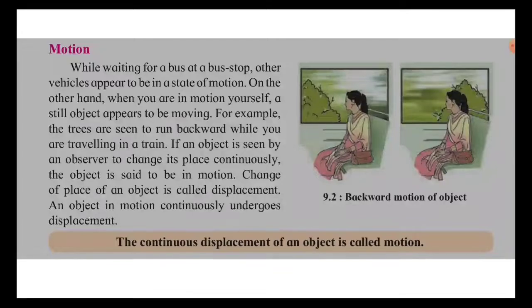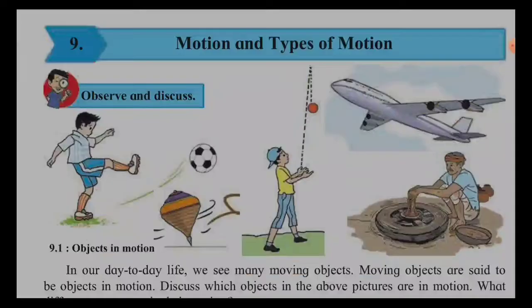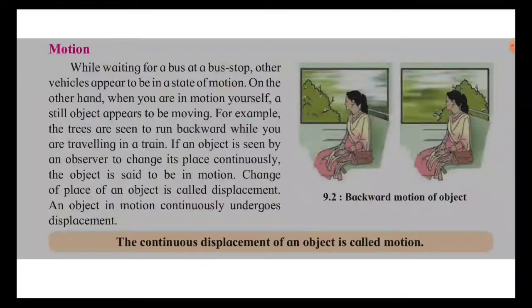The same thing goes when we are in the bus. When we are in the bus we can see that the trees and the buildings, everything, moves backward and we move forward. That is also motion. We say that the trees are in motion, we say that the buildings are in motion, but actually it is we who are in motion. So the simple definition of motion is the continuous displacement of an object is called motion.